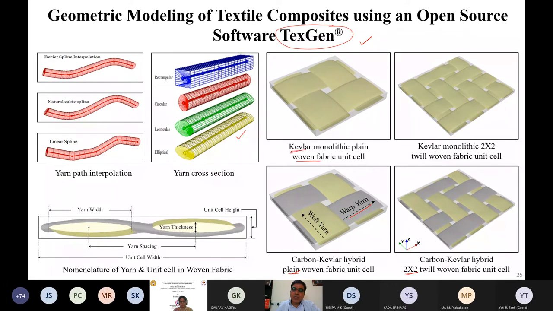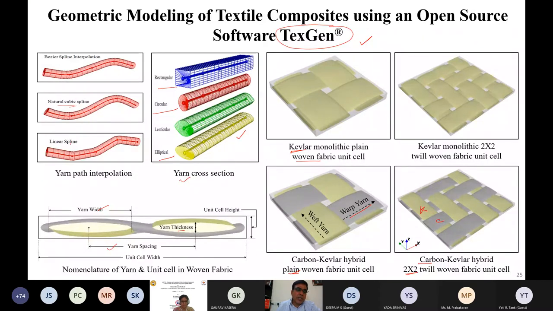If you are given the property of Kevlar, this is called Kevlar. Similarly, if you are given the property of one as Kevlar, second as carbon, this is referred to as a CK hybrid. So that means you can model like this. You also have to specify the yarn thickness, the yarn width, and the yarn spacing. All these things are to be specified in the beginning. And for this, you need to understand all these fundamentals. Similarly, you have to understand the yarn cross-section, whether it is an elliptical one, a circular one, or a rectangular one. And of course, you also have to understand what kind of path it is following during the knitting.